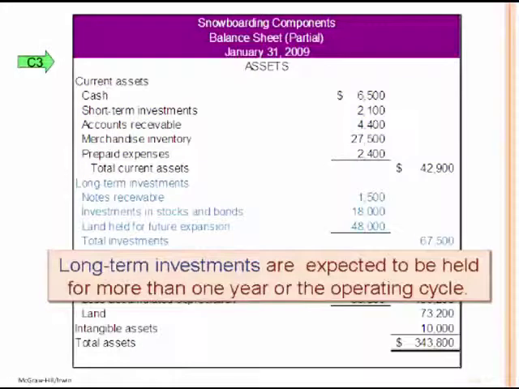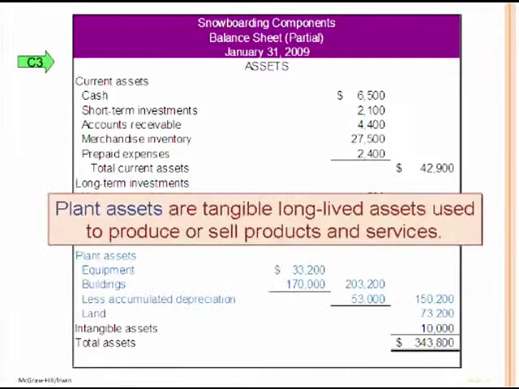The next major section of the classified balance sheet includes long-term investments, meaning those we expect to hold for more than 1 year. Some common long-term investments include notes receivable, investments in the stock or bonds of another company, and land that a company is holding for a future plant site. Companies often purchase stock of another company in order to control or own the other company.